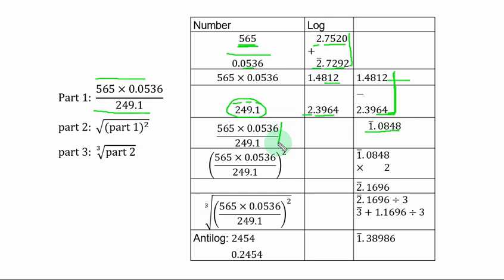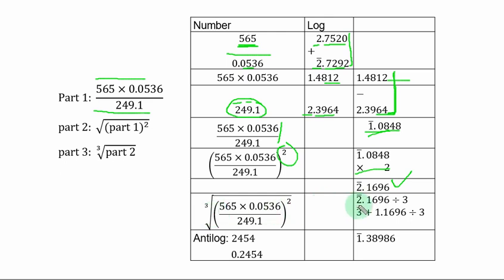Part 2 is power operation, and the power is 2. Power operation implies multiplication of the log values. So you multiply this result by 2. Starting from right to left, you have this result. The next step is root operation. You carry out root operation on part 2. What you are dealing with now is the result.